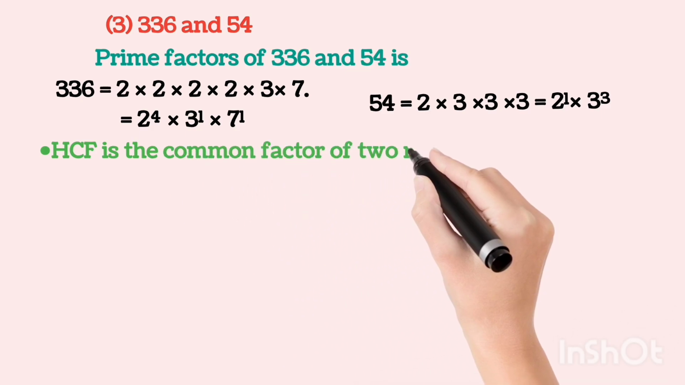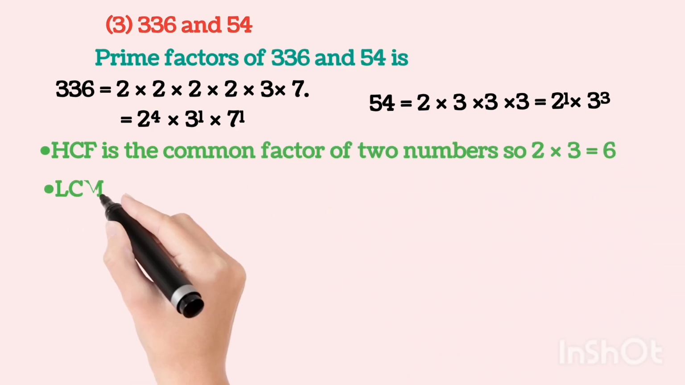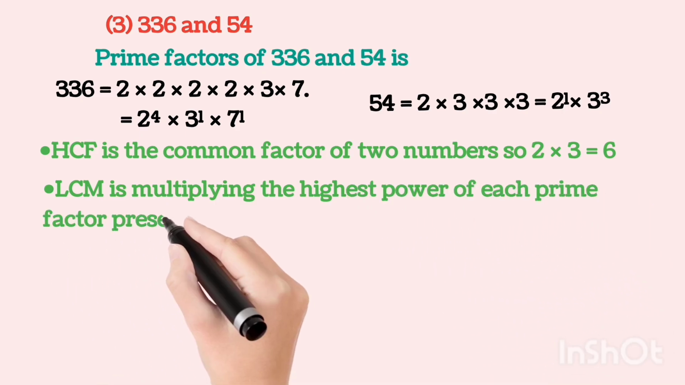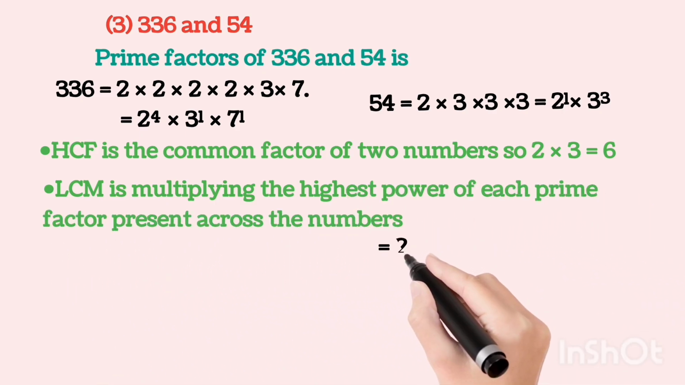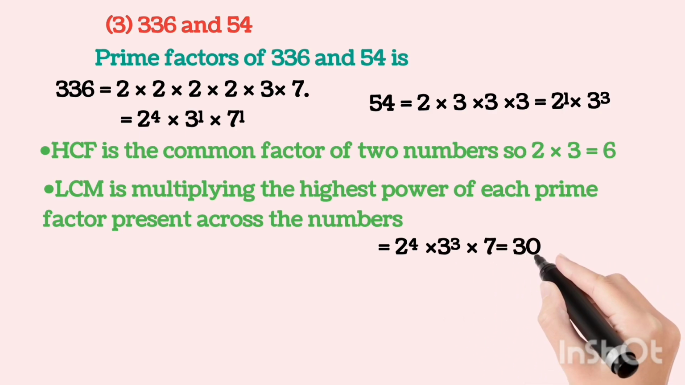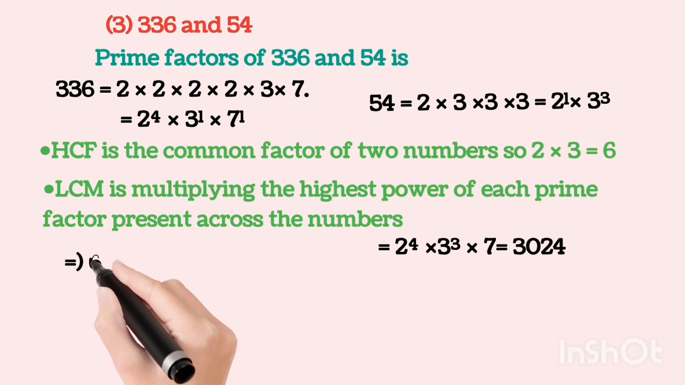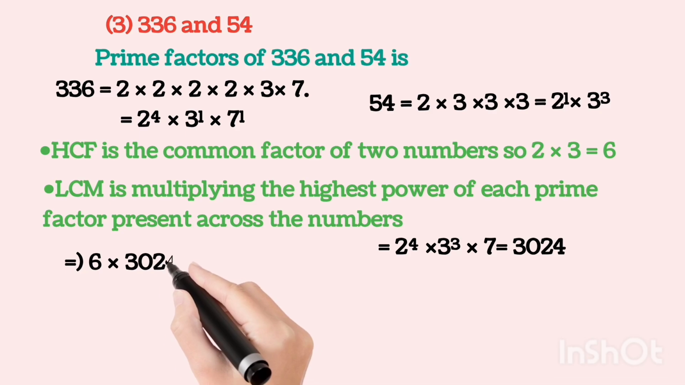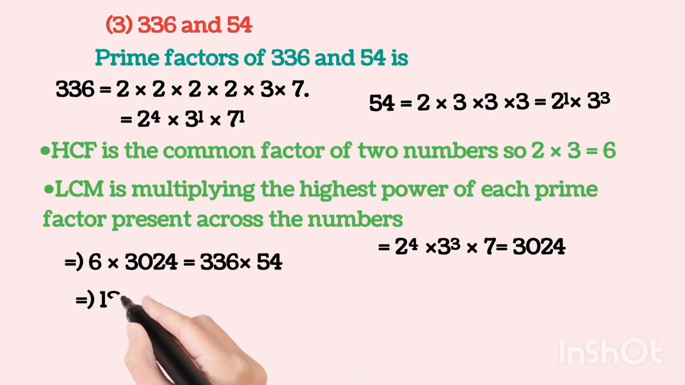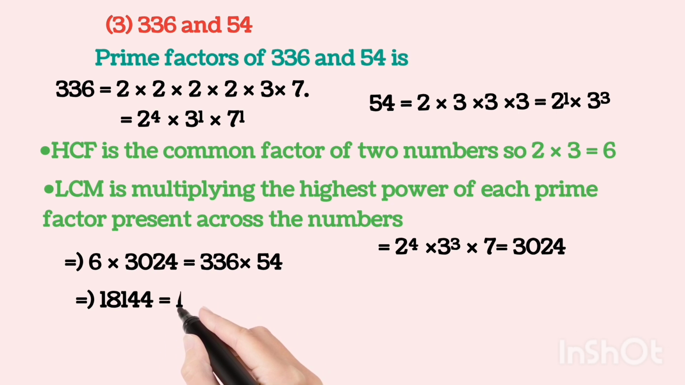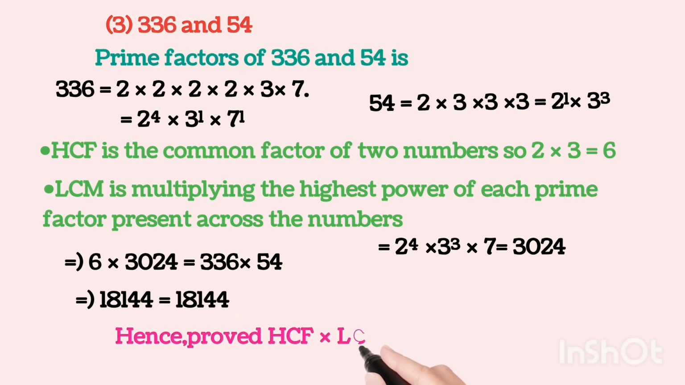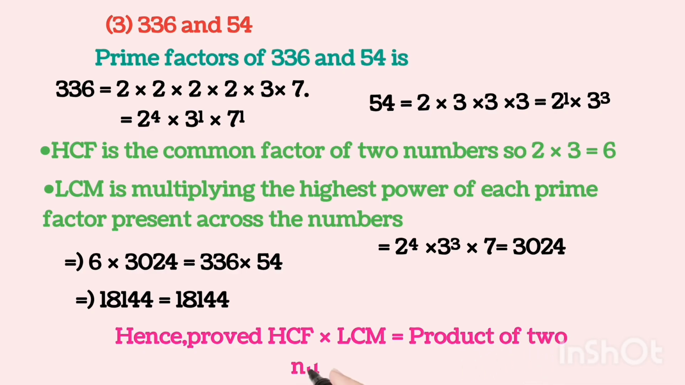HCF is the common factor of two numbers, so 2 into 3 equals 6. LCM is multiplying the highest power of each prime factor present across the numbers, so 2 to the power 4 into 3 to the power 3 into 7, that will be 3024. Now multiplying 6 into 3024, that is equal to 336 into 54, that will be 18144, that is equal to 18144. Hence proved, HCF into LCM equals the product of two numbers.